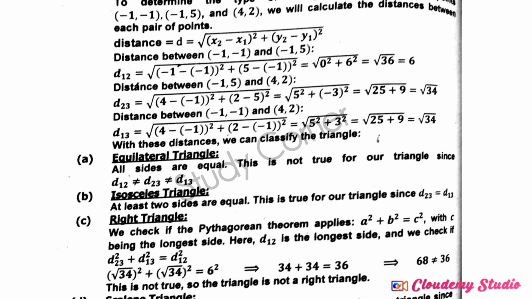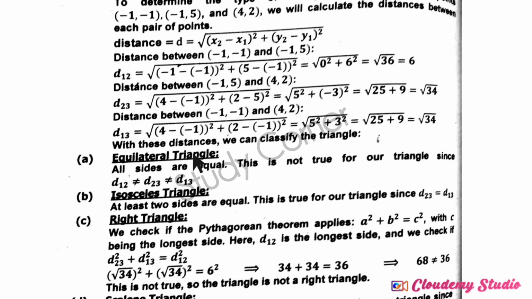Now we have to find the distance between the remaining points, that is (-1, -1) and (4, 2). This is (4 minus -1) whole square and (2 minus -1) whole square under the square root. This is 4 plus 1, 5 square, plus 3 square under the square root, that is 25 plus 9, and this is the square root of 34.